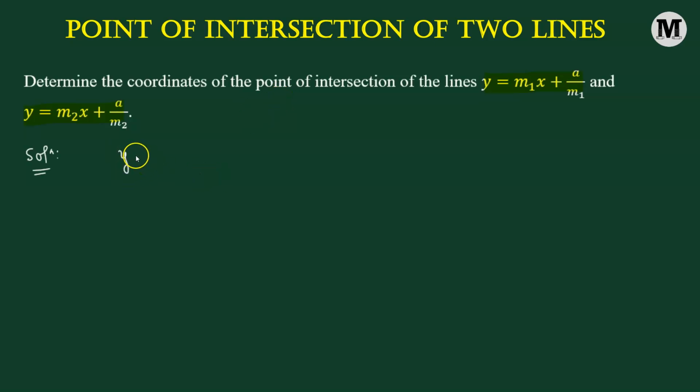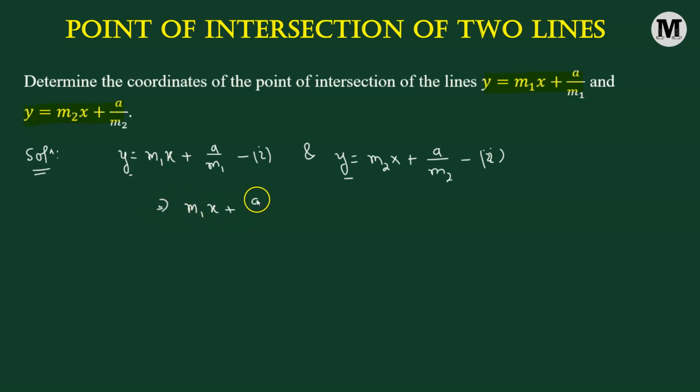So let us begin. We start with the equation y equals m1 times x added to a over m1. So that's equation number 1. And then we have the other equation y equals m2 times x added to a over m2. That's the second equation. Now, since both equations contain y on the left hand side, we can equate the right hand side. So what we'll get here is m1 times x added to a over m1 equals m2 times x added to a over m2.